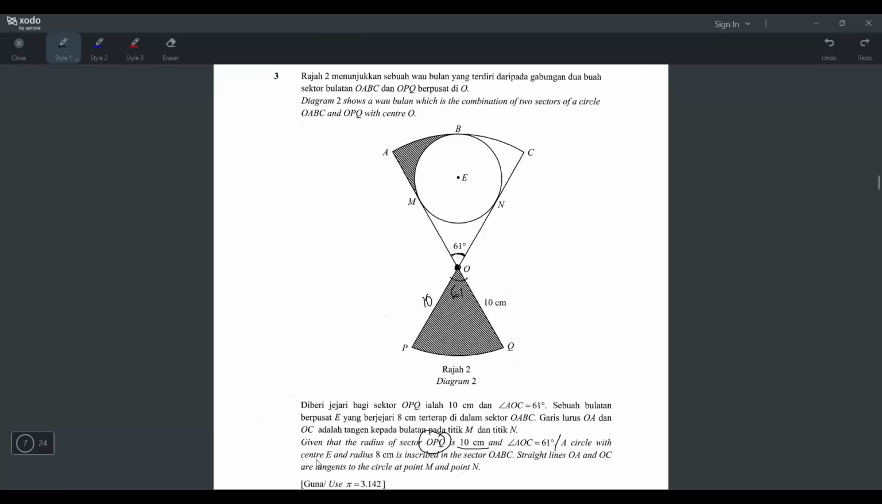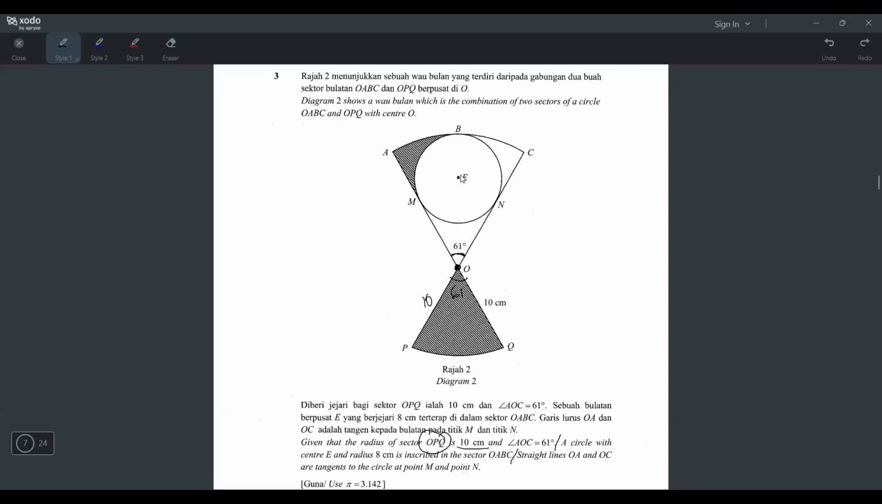Okay, a circle with center E and radius 8 cm is inscribed in the sector OABC. What's the meaning of circle center E, radius 8 cm, inscribed? So this is the circle they are talking about. Center E and the radius is 8 cm, right?